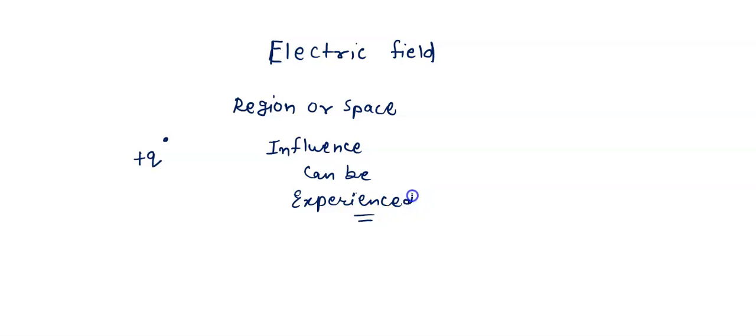So suppose you keep a small charge near to this, then what will happen? Say this is Q naught, a test charge. Q naught is called a test charge. When you keep it, it will either attract or repel depending upon the sign of the charge. This is what is called the electric effect. So electric field is basically the region or space around the charge in which its influence can be experienced.